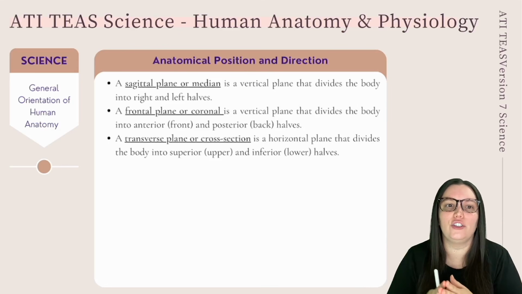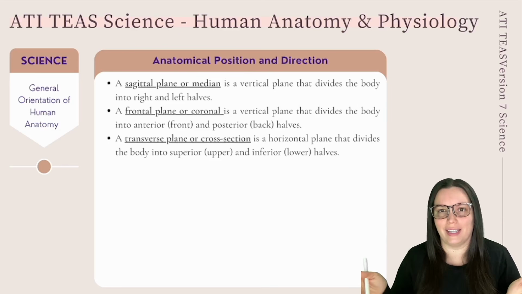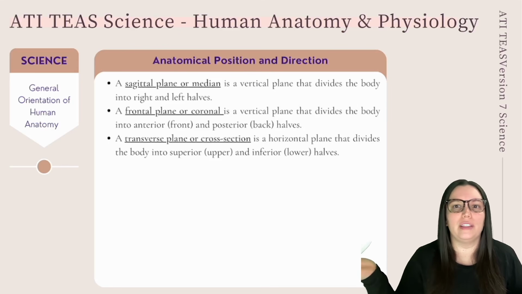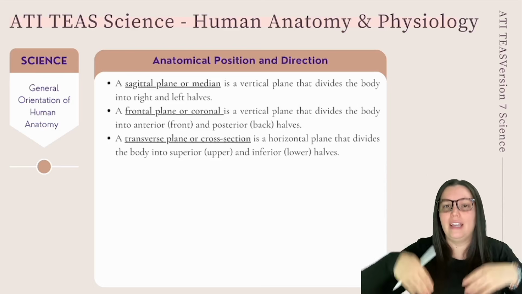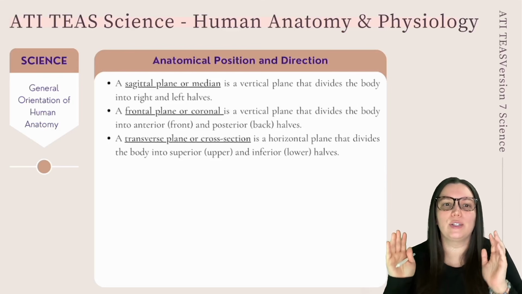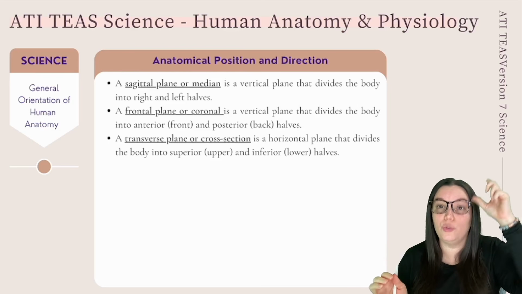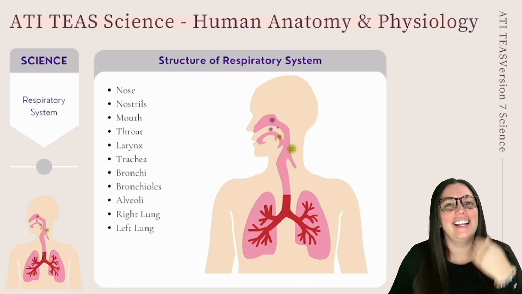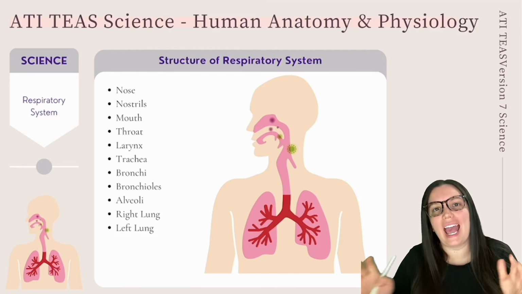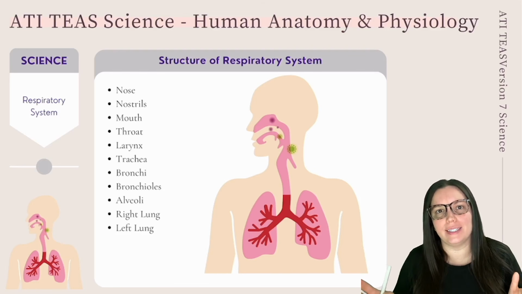It's going to divide my front from my back. And then lastly, the transverse plane or the cross section. That's the only one that goes horizontal, right? Everything else goes vertical. This one is going to go horizontal. And that's going to divide the body into superior, which is the top half, from the inferior, which is the lower half. Now let's start taking a closer look at our individual systems of the body.